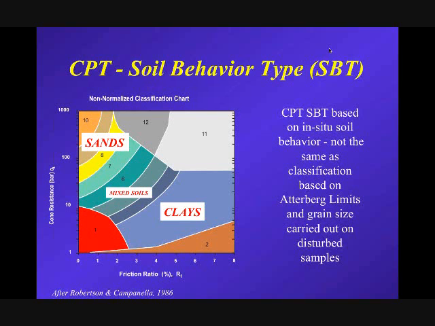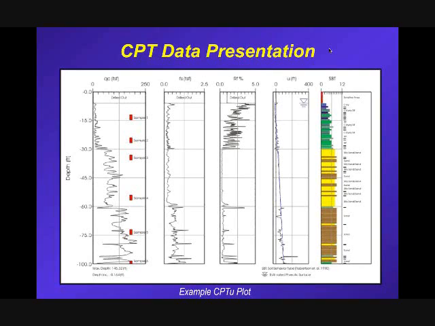So it was about 20 years ago that we switched to normalized charts, and this is just an illustration of a typical presentation. I'll show you the normalized chart in a second. So this is a typical example of a presentation of CPT where you've got a profile of tip resistance, friction ratio, pore pressure, and then the computer output of soil behavior type.